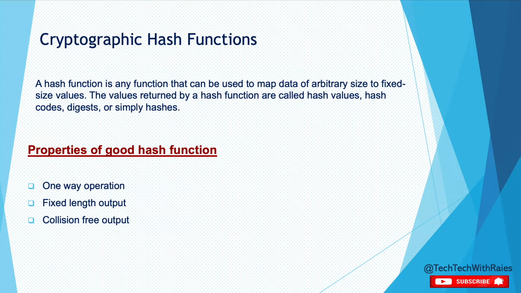There are some properties associated with a good hash function. A good hash function is always one way. It has fixed length output, and mostly a good hash function is collision free, providing collision free output. We'll discuss all of this a little more in the next slide, so let's move on.